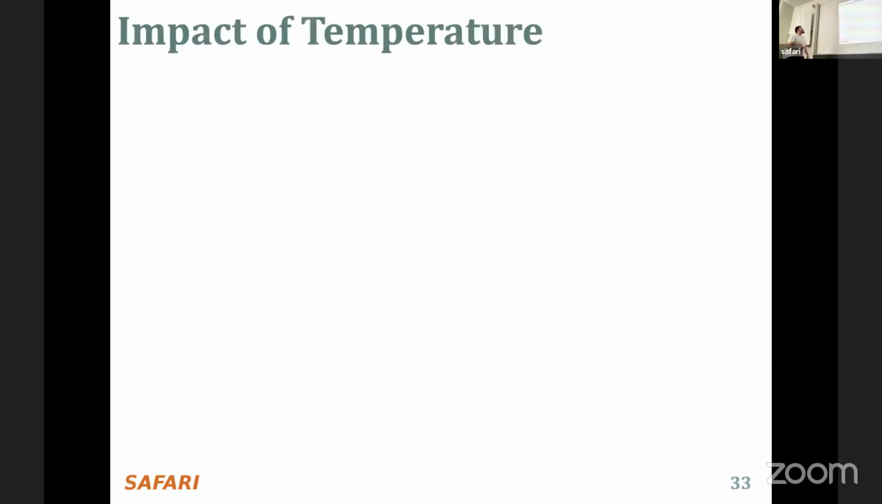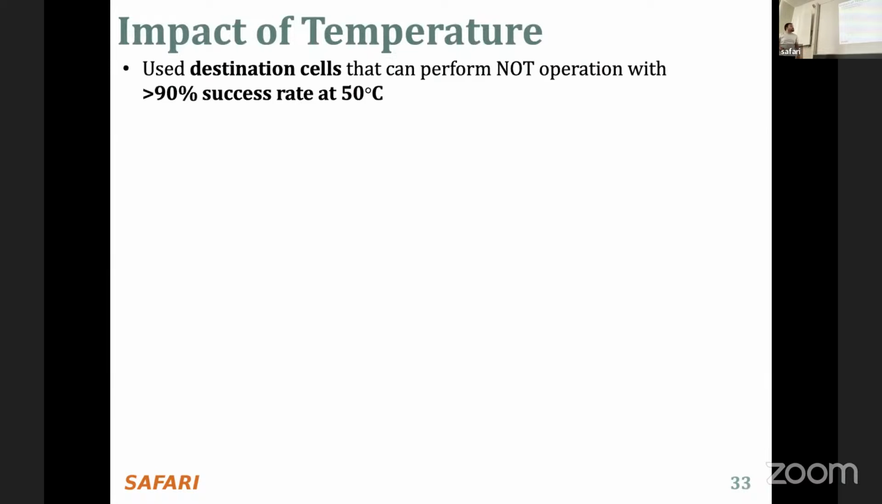And here we evaluate the impact of temperature. We use the destination cells that can perform this operation with more than 90% success rate at 50 degrees Celsius. This is because the experiment takes too much time, and we need to somehow perform pre-filtering, and we select these cells and see the impact of temperature.